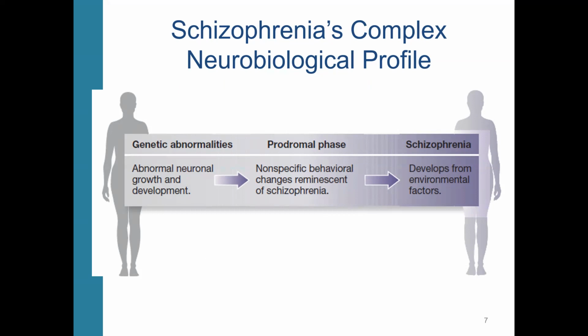Schizophrenia may develop from a combination of genetic and environmental factors. Genetic factors may alter the normal development, growth, and connectivity among neurons, and this may predispose an individual to develop prodromal features of schizophrenia. A response to environmental events may cause someone to shift from the prodromal phase to a full onset of schizophrenia.